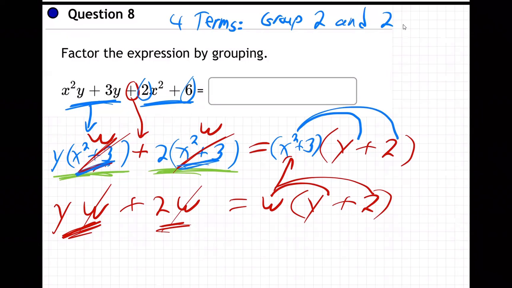And so that's it. We're done. What's the answer to this question? The answer to this question then is parenthesis x squared plus 3, parenthesis y plus 2. There we go, and we're done.